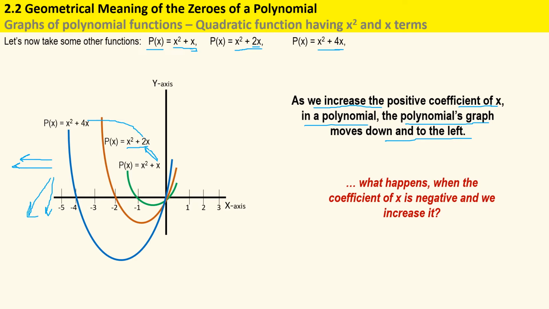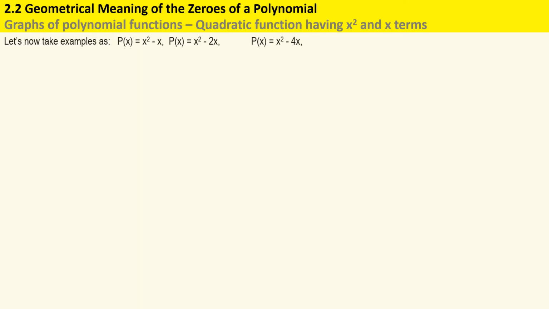So now let's consider what happens when the coefficient of x is negative and we increase it. So far we have talked about the coefficient of x being positive, but now we shall talk about the coefficient of x being negative, and we increase it. Again, we will take some examples. First example is p(x) = x² - x. Then we have x² - 2x. Then we have x² - 4x. So here you will see that the absolute value of the negative coefficient is increasing, from -1, then it becomes -2, and then it becomes -4.